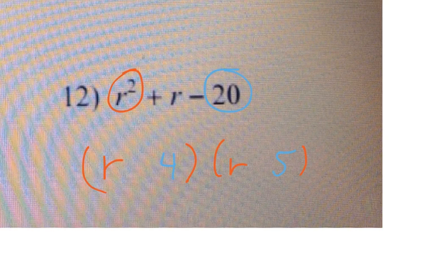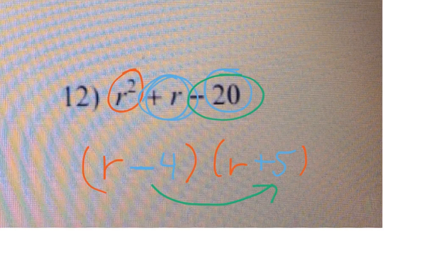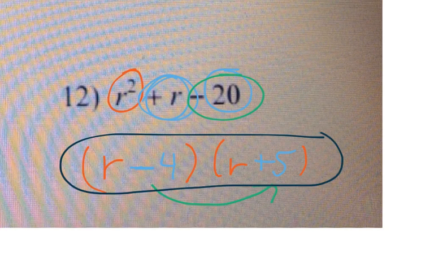Or 2 times 10? But see the plus 1 right in the middle there, guys? A 4 and a 5 makes 1 if I do minus 4 plus 5, correct? And just to double check, isn't negative 4 times 5 negative 20? So r minus 4 times r plus 5 is the factored form.